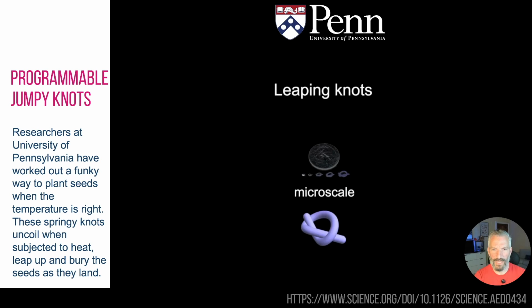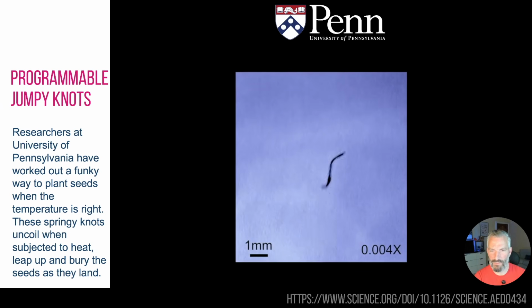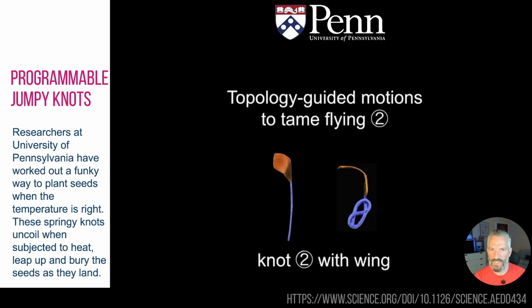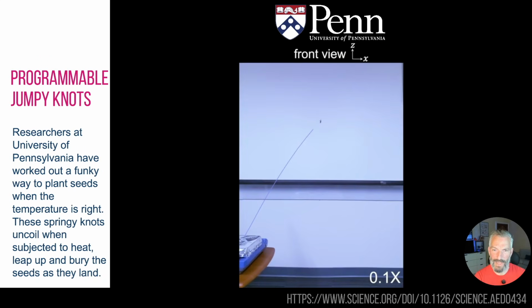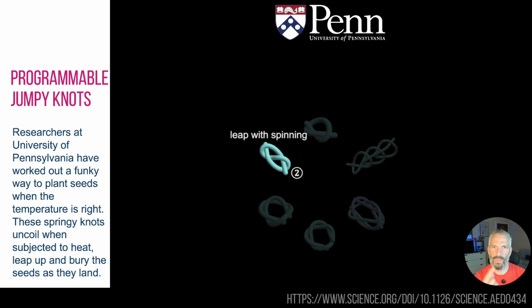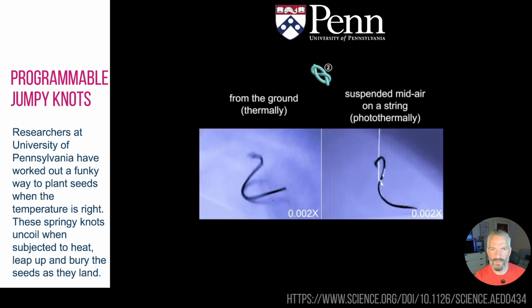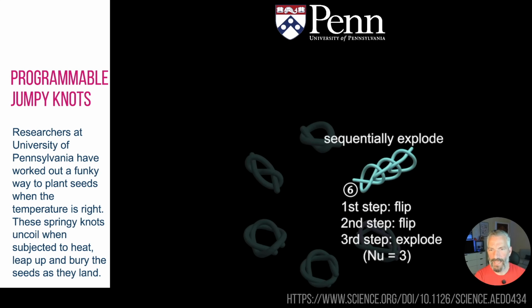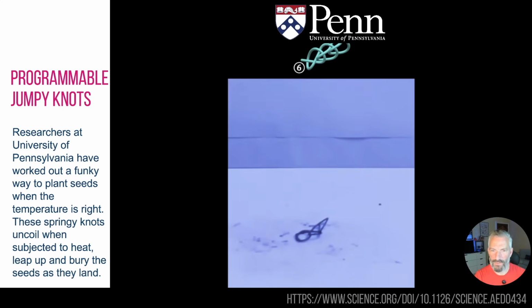So what's going on here is there is a knot made out of this sort of polymery stuff, and it's got some tension in it. When the temperature gets to just the right amount, it releases the knot, which then releases the energy, and then it springs up into the air. Now, what they've also done is they put a little kind of sycamore leaf type of wing on it, and it then spirals down and it buries the seed into the soil, as seen in the demo.